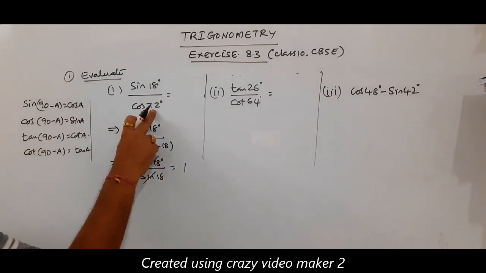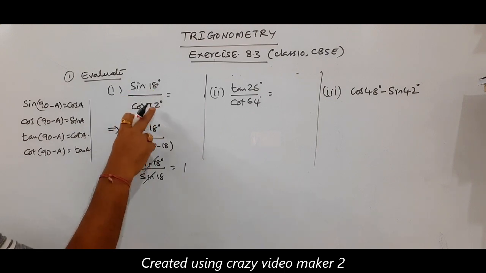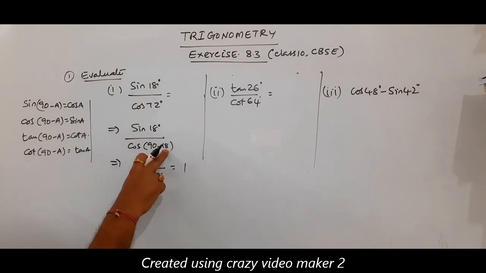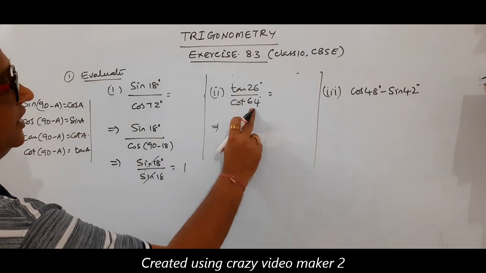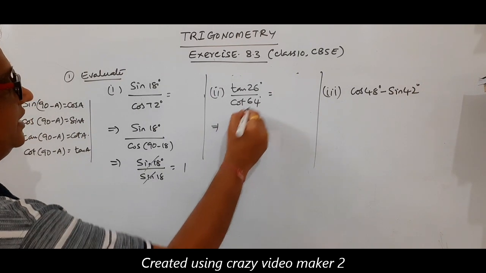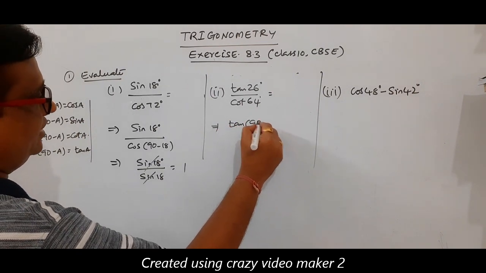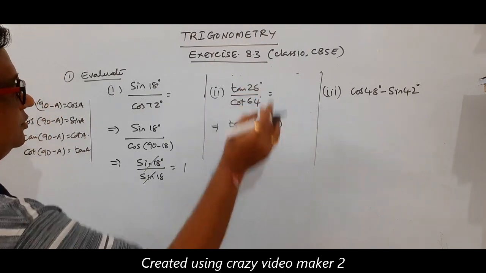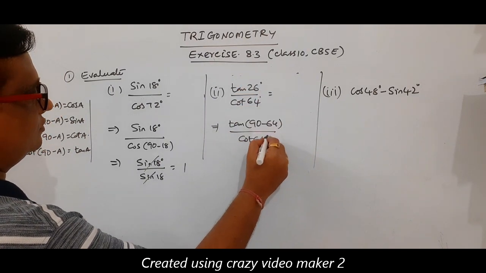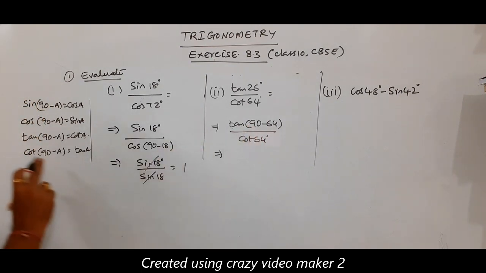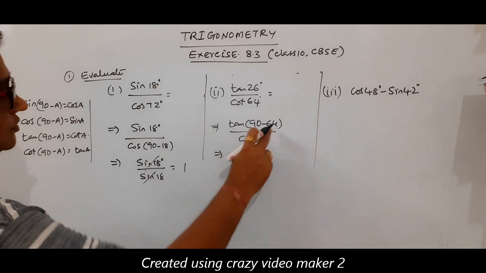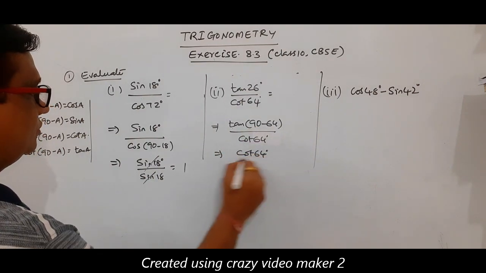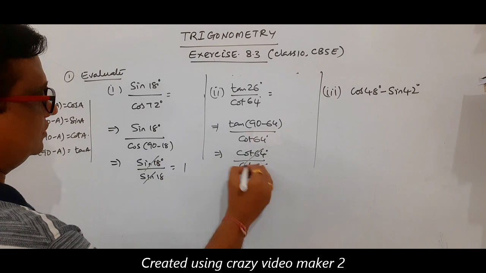Once again, here 18 is A. So you write this 72 as the complement, 90 minus 18. Cos(90 minus theta) is sin theta, so these two are cancelled. Same as if I am taking A as 64, you write tan(90 minus 64), 90 minus 64 means 26, by cot 64. So tan(90 minus theta) is cot theta. So cot 64 by cot 64, these two are cancelled, 1.